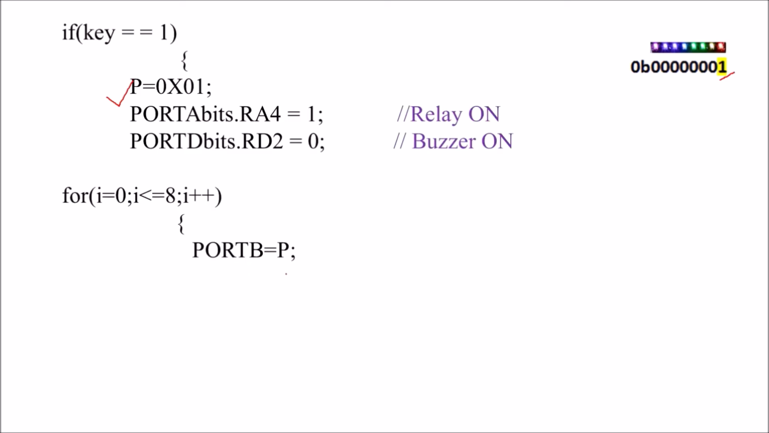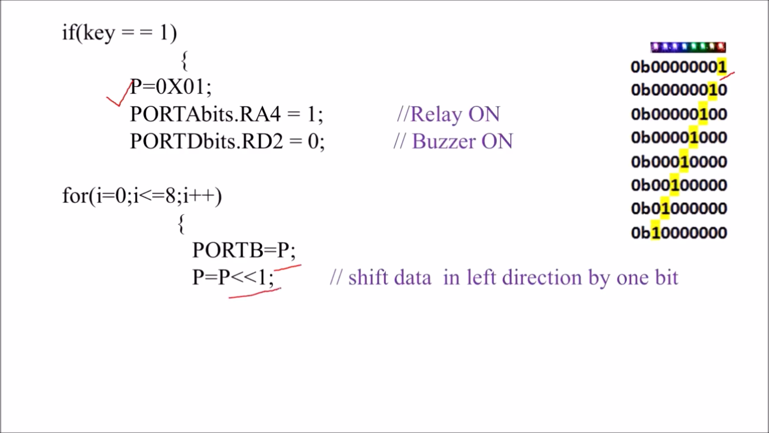At port B we'll send this initial value, that is P, and we'll shift P in the left direction by 1 bit, 8 times. So it will be like this: this 1 is shifting in the left direction. So the LED is chasing in the left direction, and we'll call a delay. We'll complete the for loop and then the if block, and then complete the while loop and the main program. So this program can be used to interface switch, LEDs, relay and buzzer.